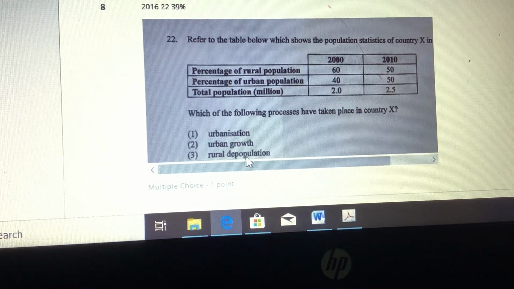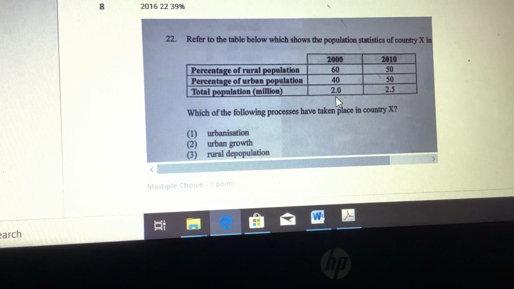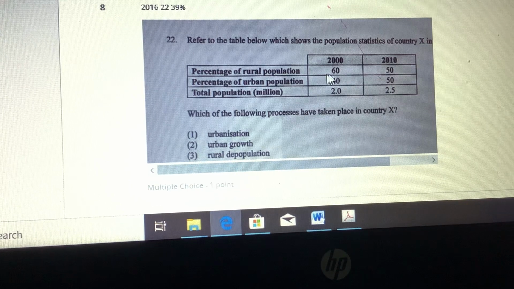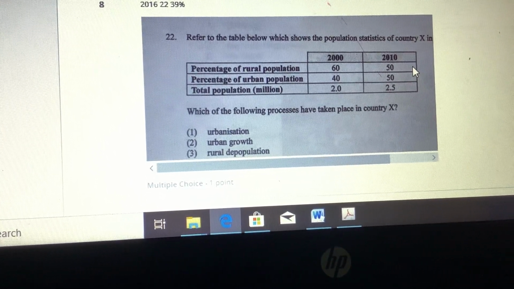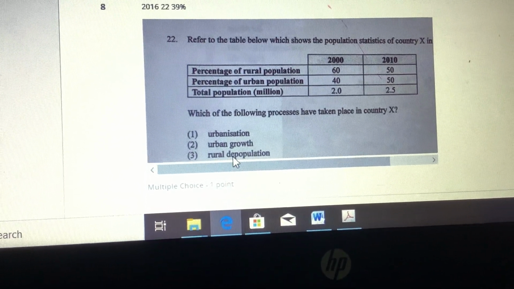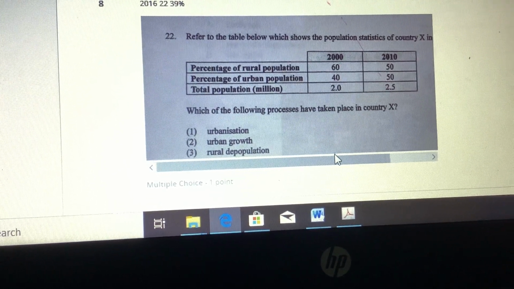Okay, how about rural depopulation? Let's check it out. Originally, there are 1.2 million, because 2 million times 60%. And then for here, it is 1.25 million. So rural depopulation is not happening. Okay, I use Chinese to explain once again.